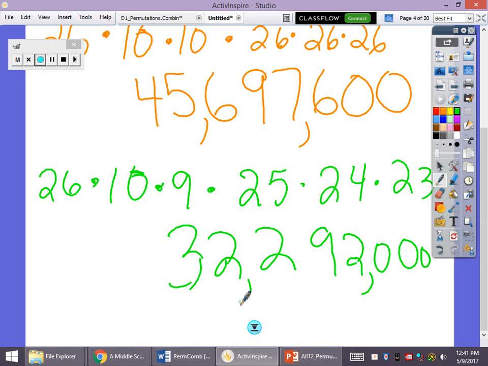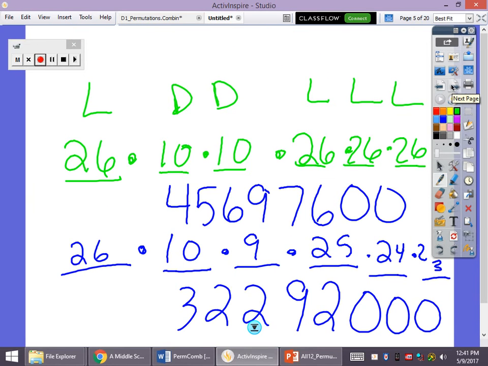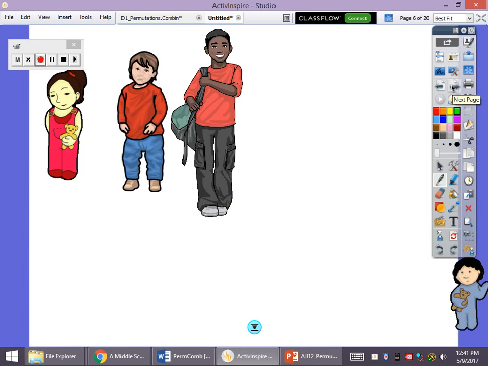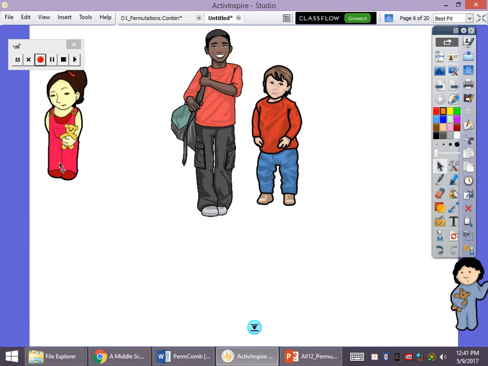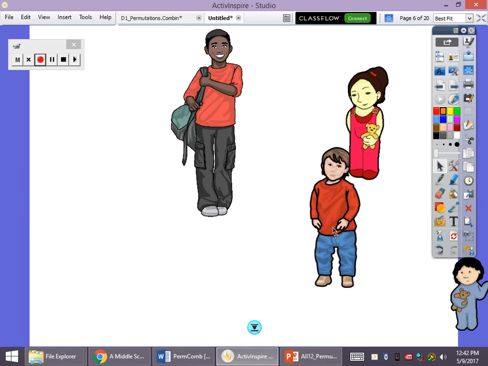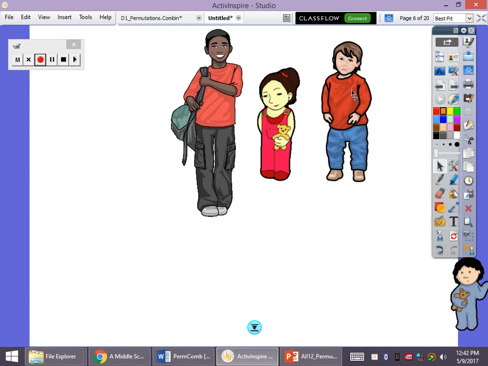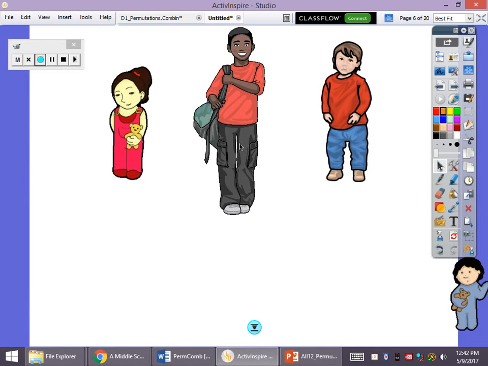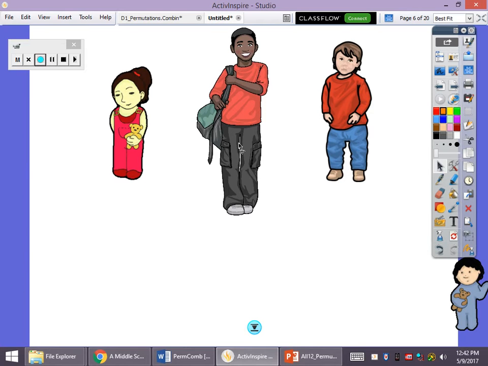If who finishes where matters, that is permutation. If the order does not matter, that is combination. So let's look at my friends Jack, Bob, and Alice. And they're going to line up for class, okay? So one order would be Jack, Bob, and then Alice. I could go Jack, Alice, Bob, right? I could go Alice, Jack, Bob. You get the idea, correct?